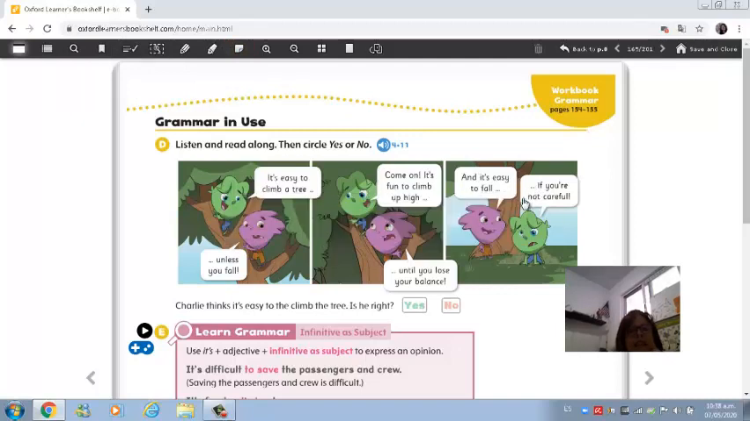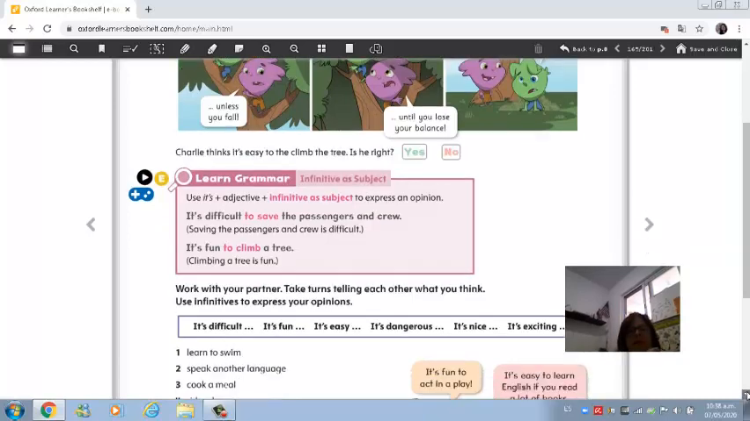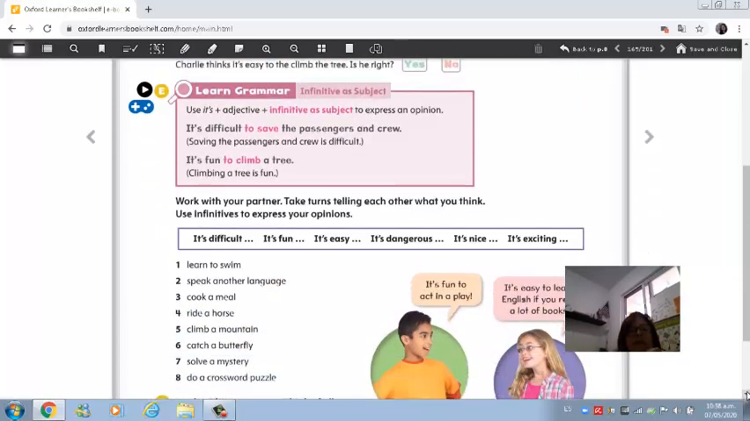Okay, so then it says, it's easy to climb a tree unless you fall. Come on, it's fun to climb up high until you lose your balance. And it's easy to fall if you're not careful. Very good. Now answer. Charlie thinks it's easy to climb the tree. Is he right? Give your answer, yes or no. Very good. Now let's learn grammar.